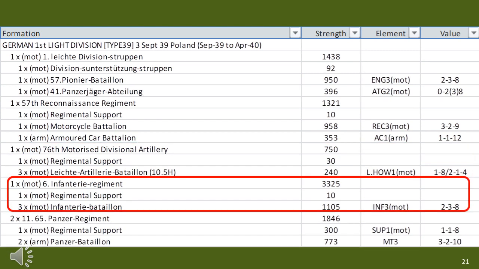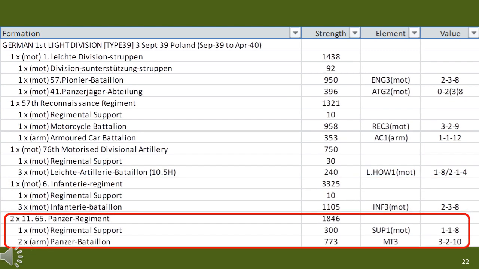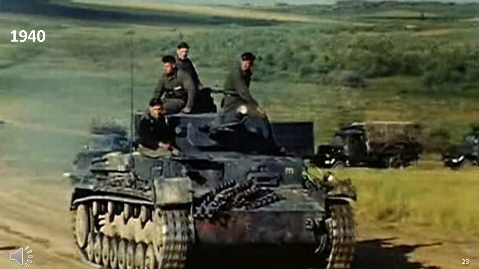The motorised infantry regiments in the light division were similar to the Panzer division and consisted of 3 motorised infantry battalions. Finally, we come to the Panzers. In this case, the 2 Panzer regiments only consisted of 2 Panzer battalions each. Let us now move to 1940, specifically the German invasion of France and the Low Countries.